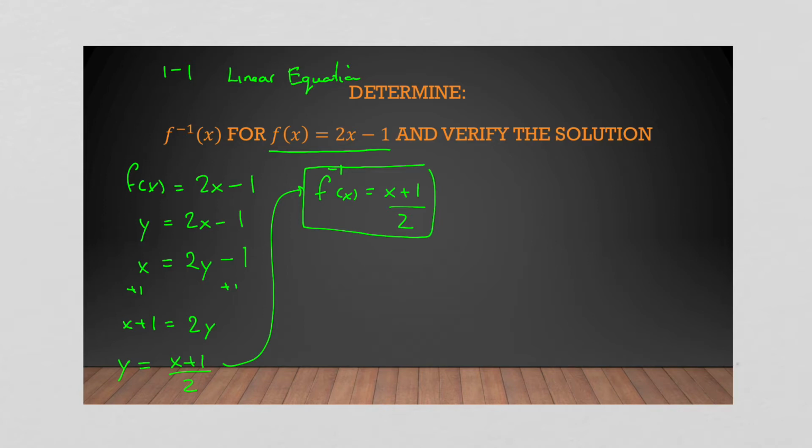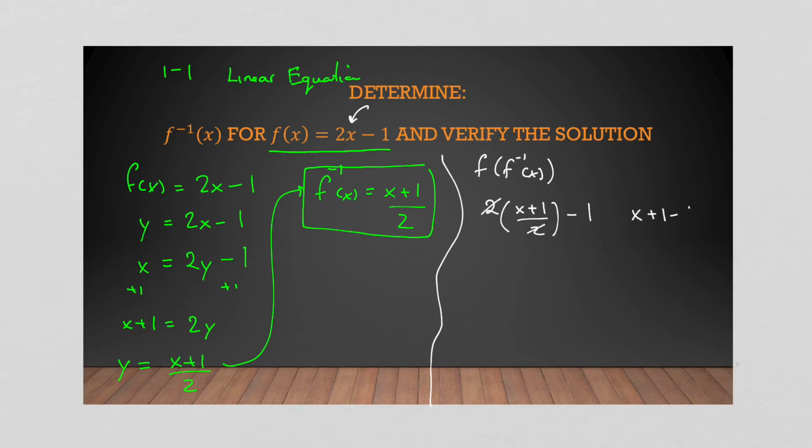So what we have to do, though, is check. We have to check, is it indeed an inverse? And we check that by first trying this. We throw our inverse function into our original function. So that means for this x in here, we now have 2 times x plus 1 over 2, and then minus 1. Well, 2 cancels with 2, we get x plus 1 minus 1, which means we get x.